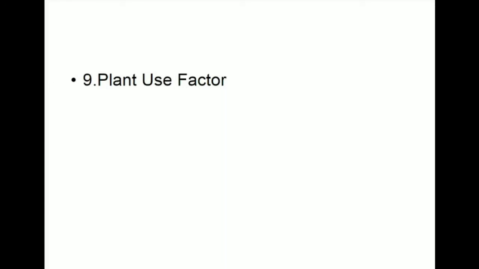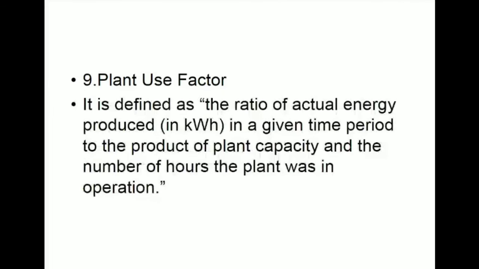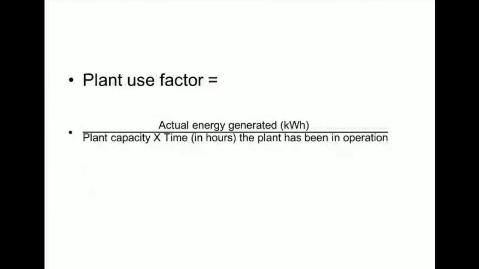Next is plant use factor. It is defined as the ratio of actual energy produced in a given time period to the product of plant capacity and the number of hours that the plant was in operation. So plant use factor is equal to actual energy generated in kilowatt hour divided by plant capacity, in megawatts, into time in hours the plant has been in operation.